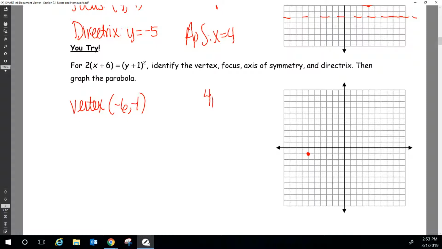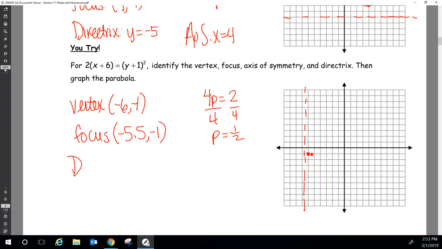Our 4p, which is our focal width, is equal to 2 this time. So p is going to be 1/2. So that means we're going to go to the right 1/2 to get to our focus. This way, yeah, that didn't work. It's hard to do it this morning. And to the left 1/2 to get to our directrix. So our focus is going to be at (-5.5, -1). My directrix is the line that is crossing the x-axis at -6.5.